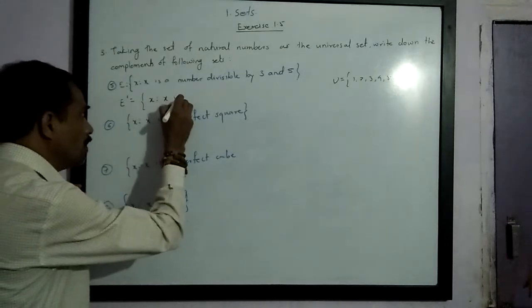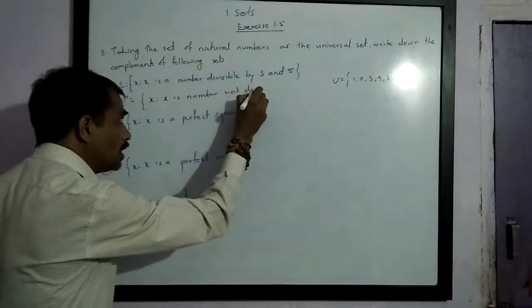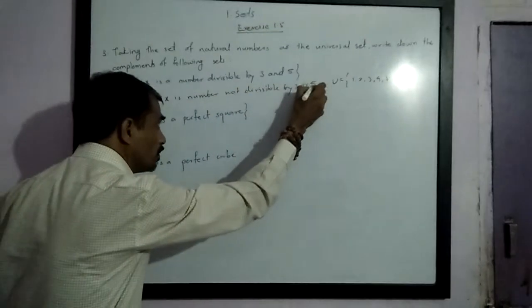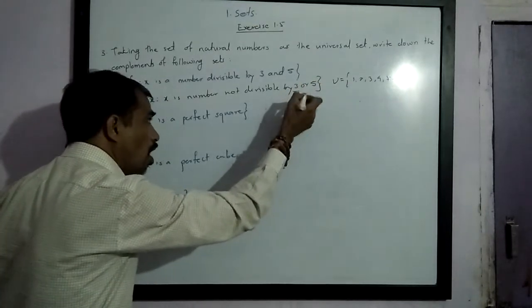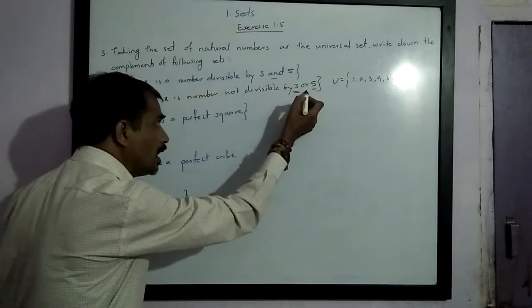3 or 5. It must not be divisible by 3, or it must not be divisible by 5. So please note this, and here it is "or". Don't get confused.